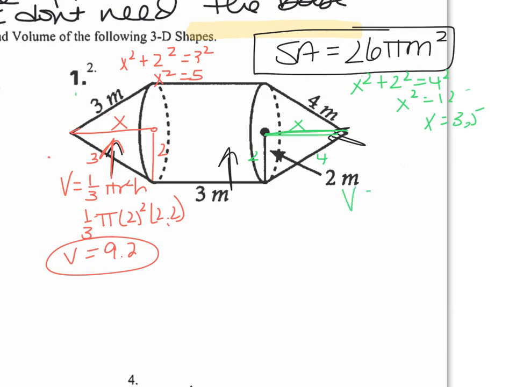So volume is 1/3 pi. My radius is 2. My height is 3.5. So 1/3 pi times 4 times 3.5. I get 14.7.